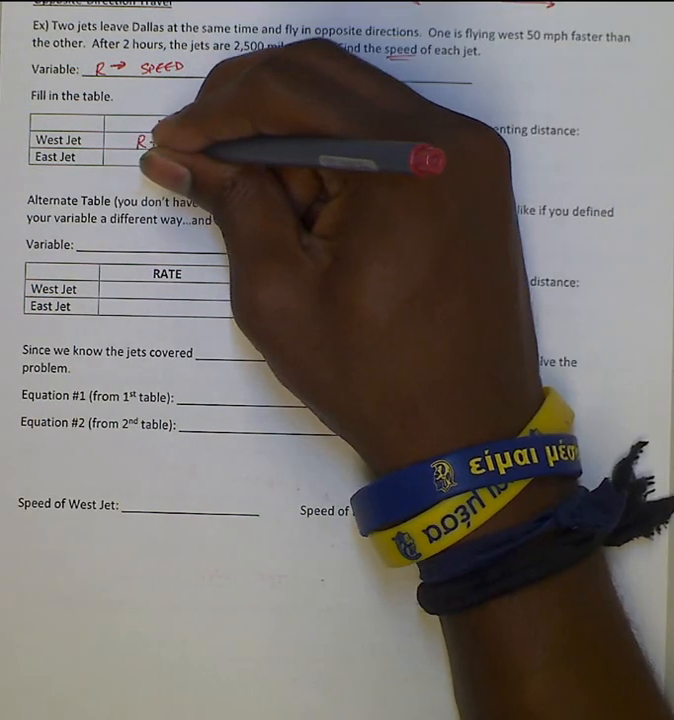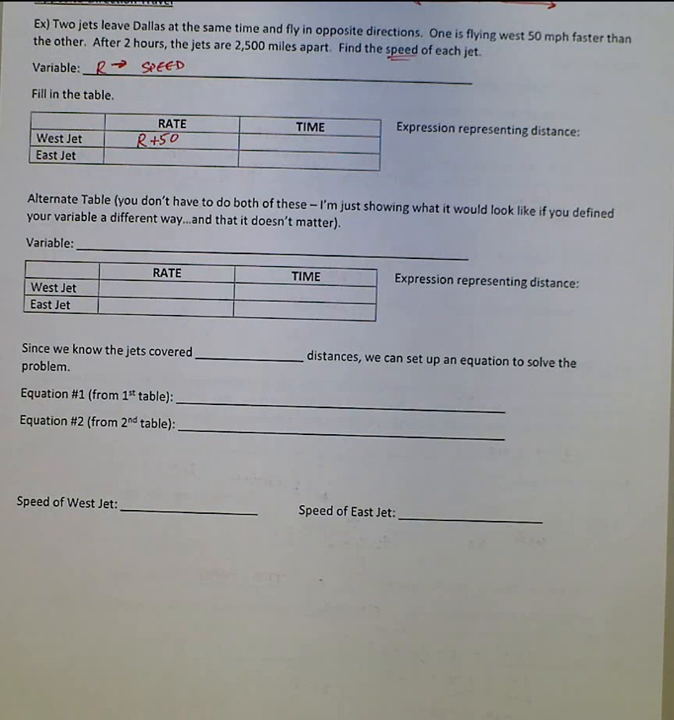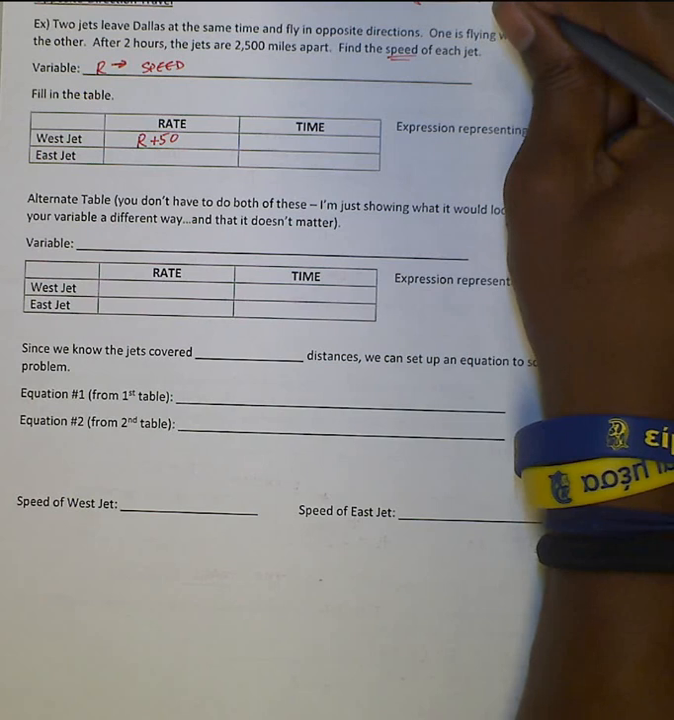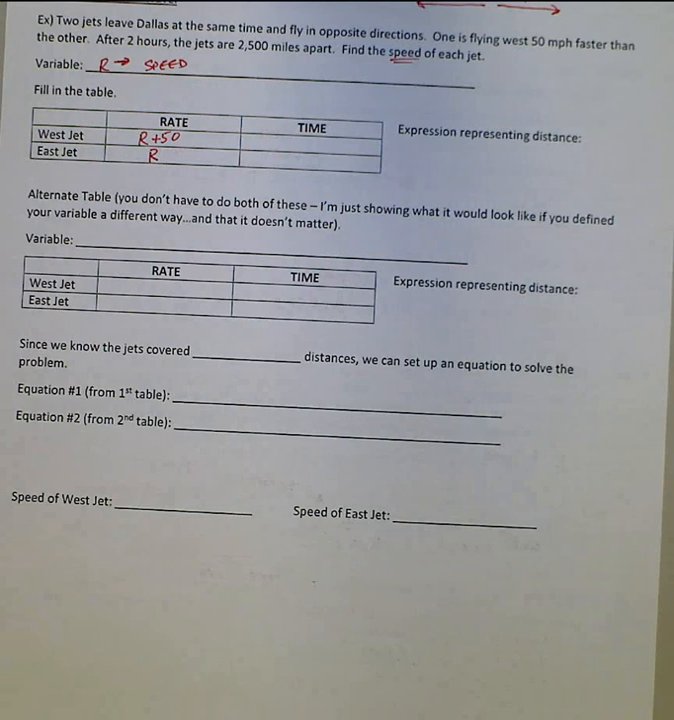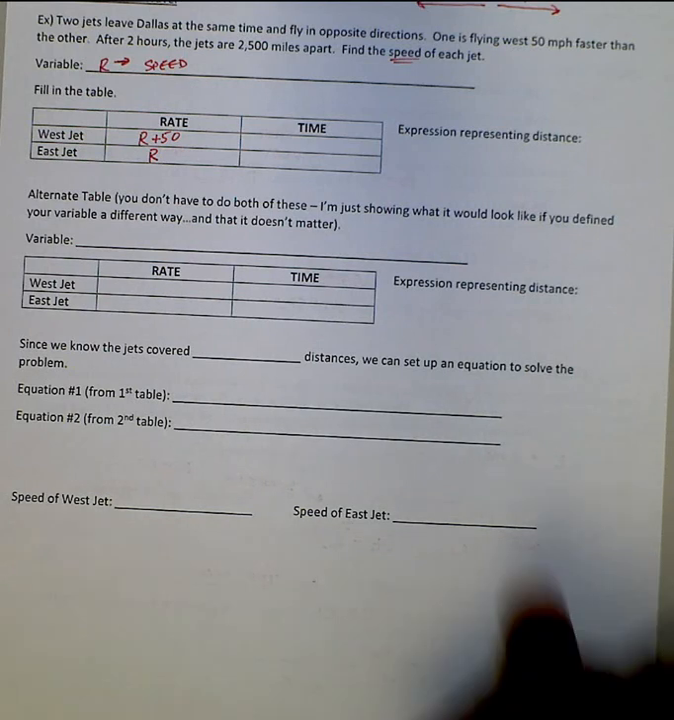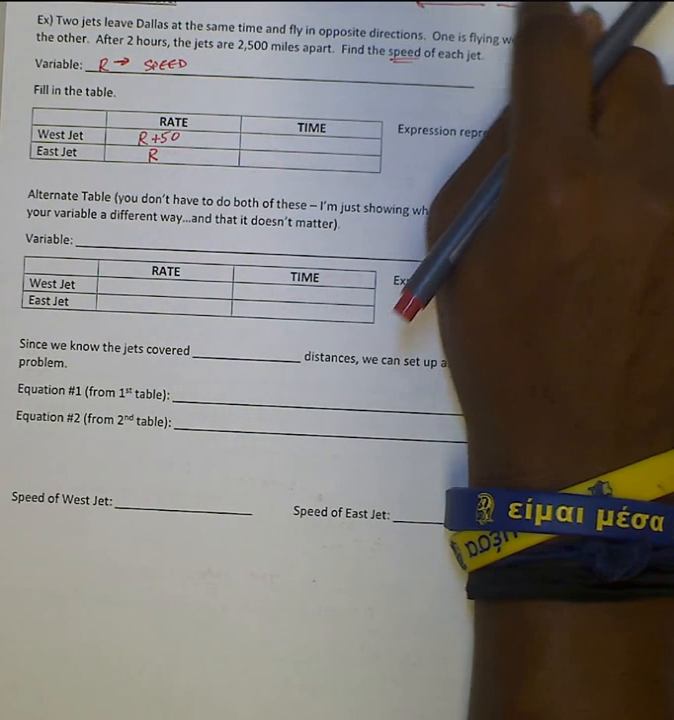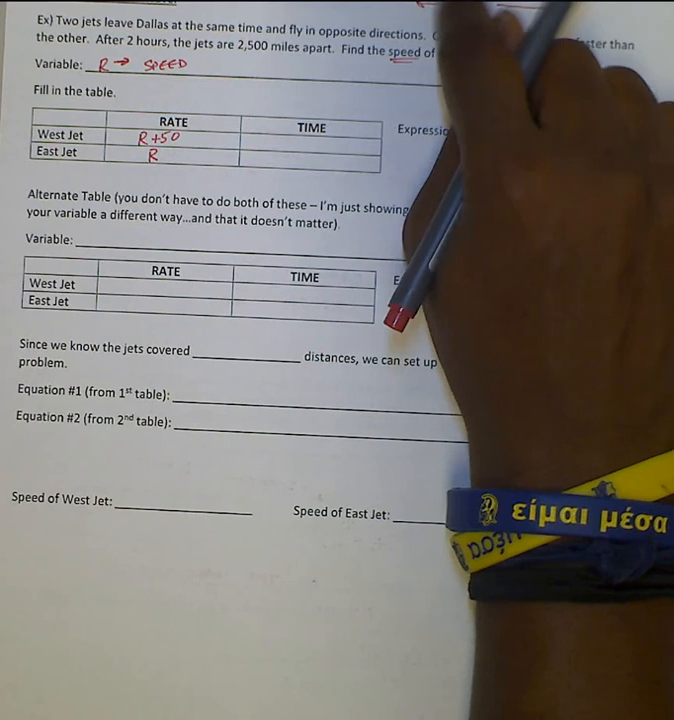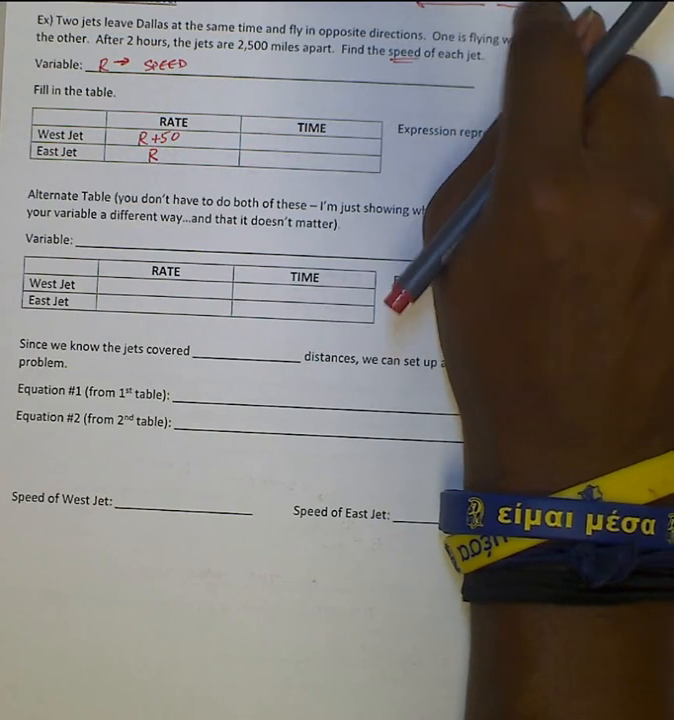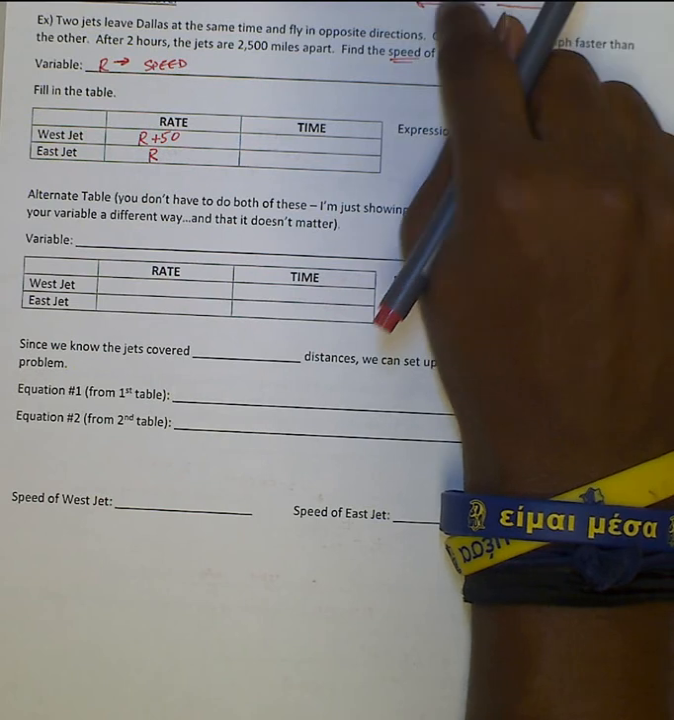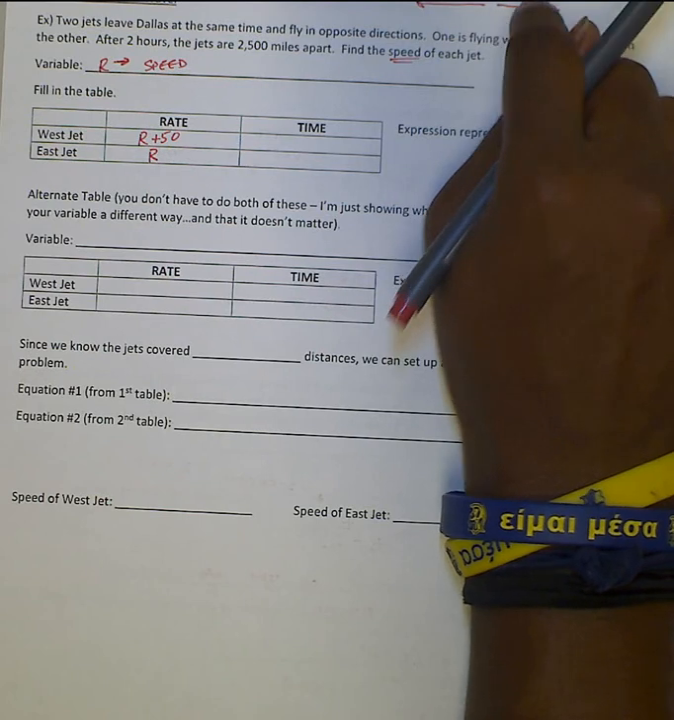Now in doing this, I need to make sure I understand what R means. R then is the speed of the other jet, or the rate of the other jet. Because what they did is they made a common link between these two unknown speeds. I don't know how fast this is going, but it's going 50 miles per hour faster than this one. Okay, and so now I've had that common link, and that's why I can use R for both of those.